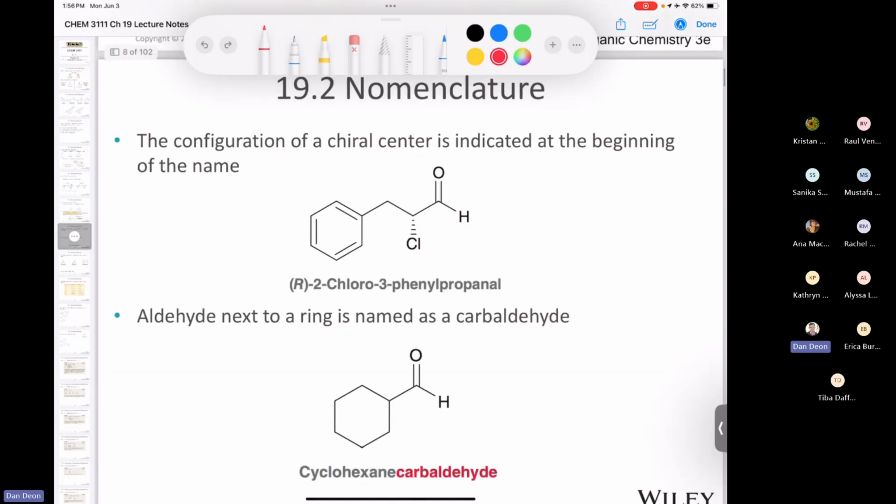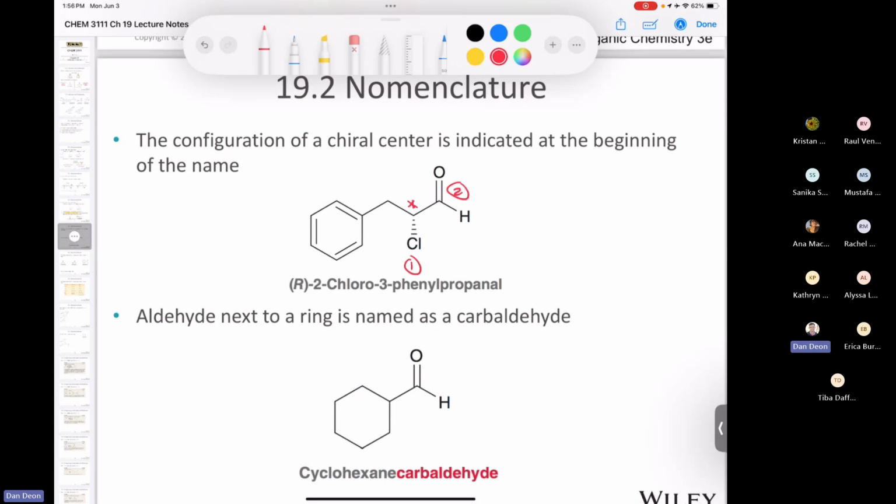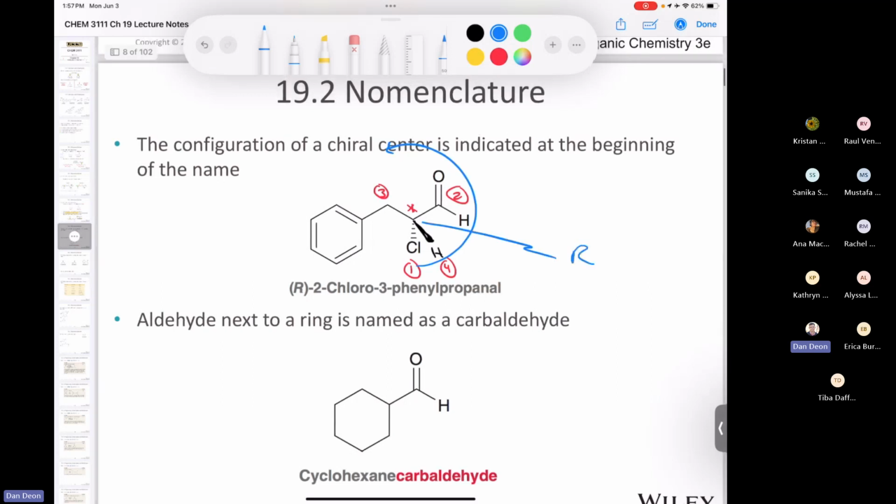Now, let's say you have a chiral center. Right here we have a chiral center in this compound, right? The chlorine takes highest priority. The carbonyl is 2. This is 3. And of course, we have a hydrogen, which is coming out towards us, which is going to be number 4. So we're going to go from 1 to 2 to 3, which would be S, because we're going in the counterclockwise direction. But remember, the proton is coming out towards us. So we reverse that, and that means that this stereocenter is R, so this would be R-2-chloro-3-phenyl propanal.